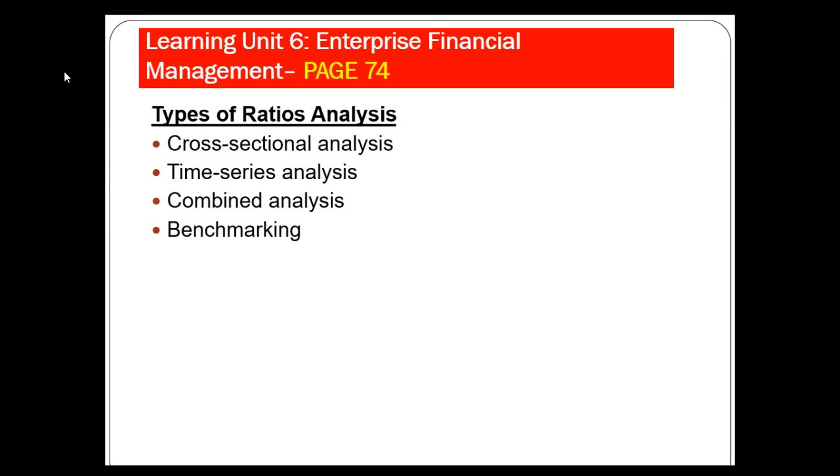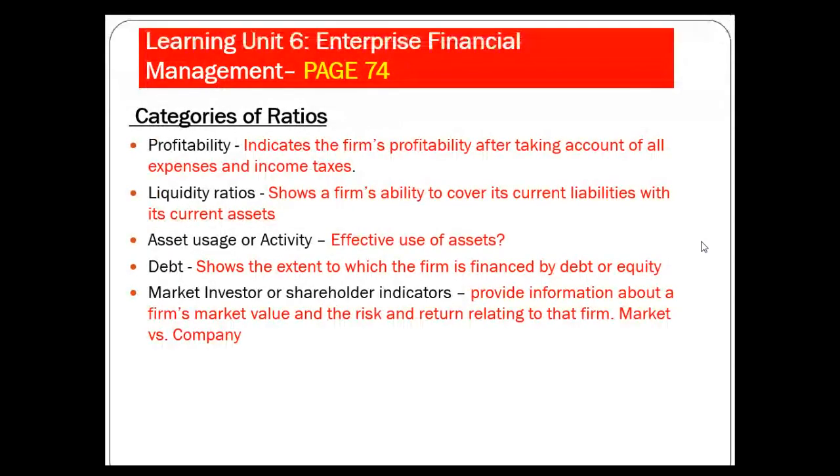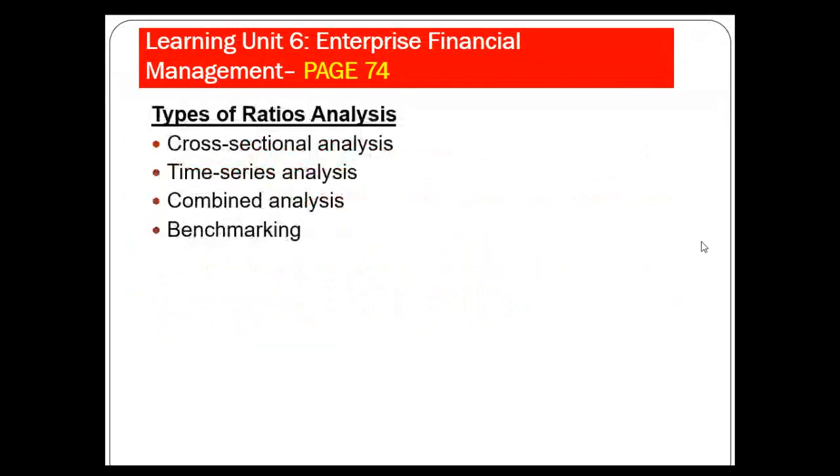Without wasting time, let's look at the types of ratios. As you can see here, the first one is called the cross-sectional analysis. This is where we compile ratios and compare the performance of two different companies, for example. Here I can compare Varsity College and Boston College and check which company performs better.